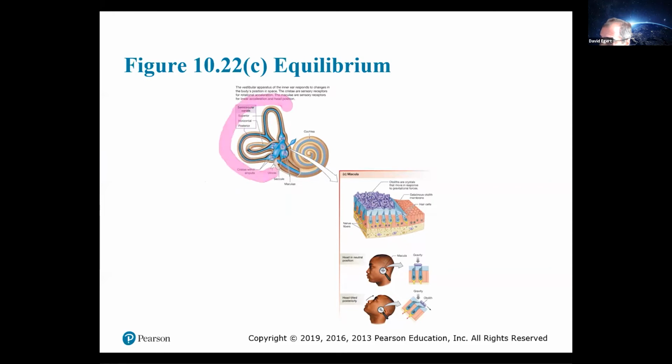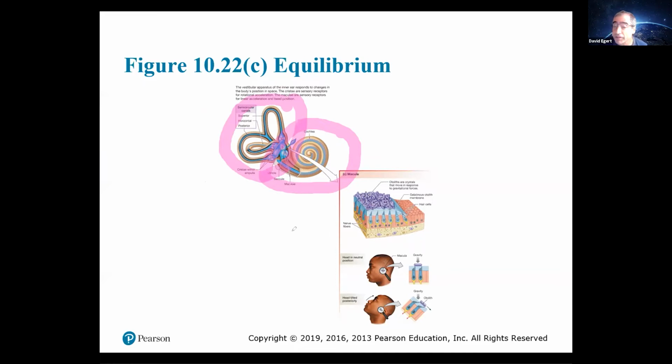So we have this vestibular part. This has the semicircular canals and the utricle and the saccule. It also has the cochlea, which is the part that's going to be doing the sound. So let's start with the vestibular stuff, and then we'll finish with the cochlea.